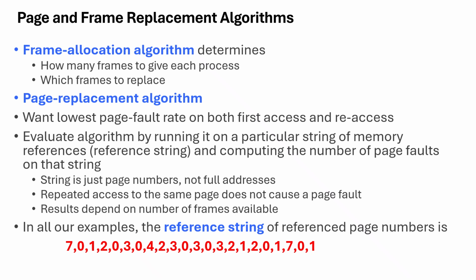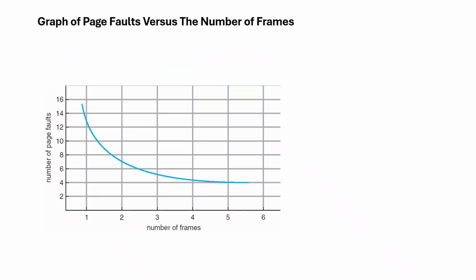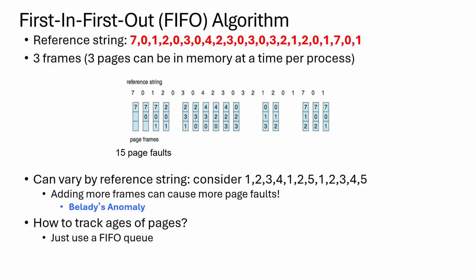Then evaluate the algorithm by running it on a particular string of memory references and computing the number of page faults. The string is just page numbers, not full addresses. Repeated access to the same page does not cause a page fault. Results depend on the number of frames. For example, consider a reference string of page numbers. If page faults occur when the number of page frames increases, it is reduced.